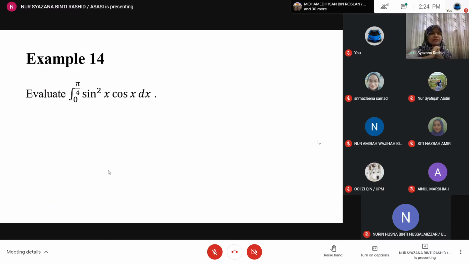Example 14. Still using the question still in definite integral. Now baru saya nak mula share dengan you macam mana, how do we choose correct substitution. Macam tadi Madam terus bagi kan substitution. So now I will share with you how do we choose substitution.